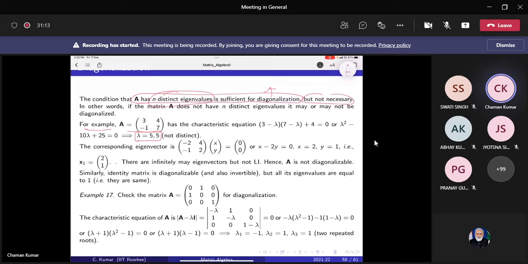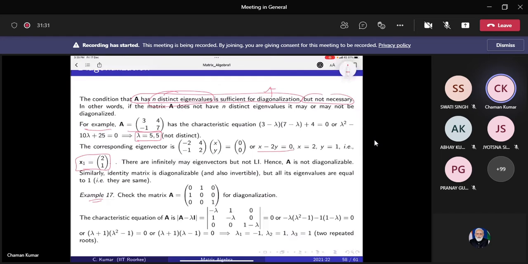So in this case, I think this example will fit here. You calculate the eigenvectors. The eigenvectors will come out to be in this form. Okay.